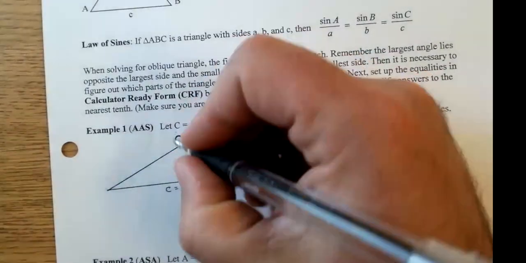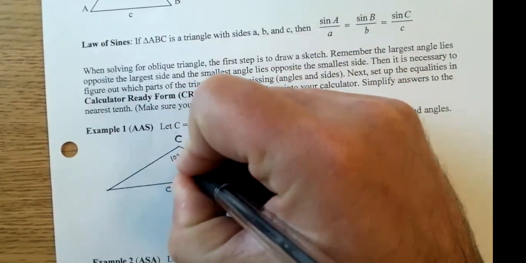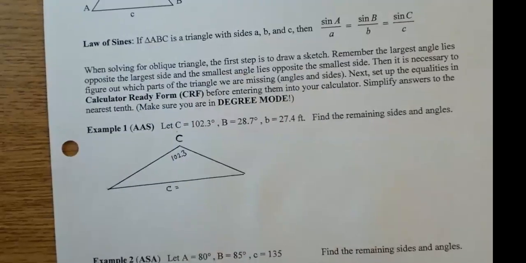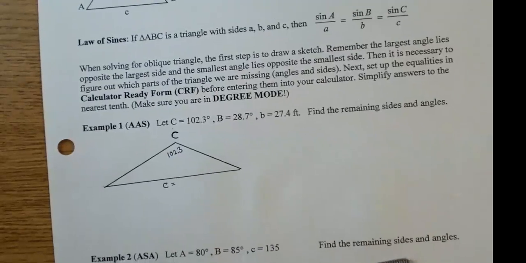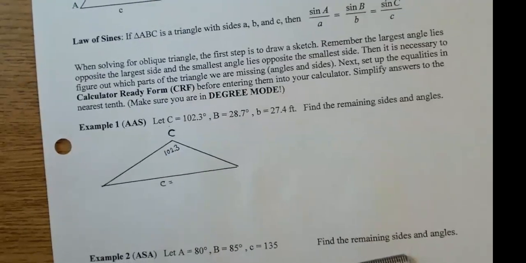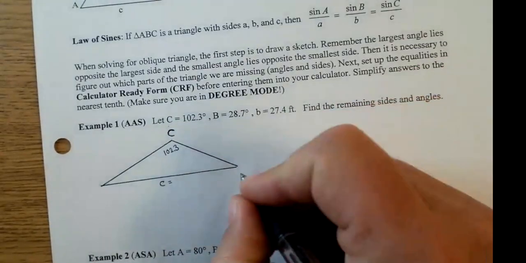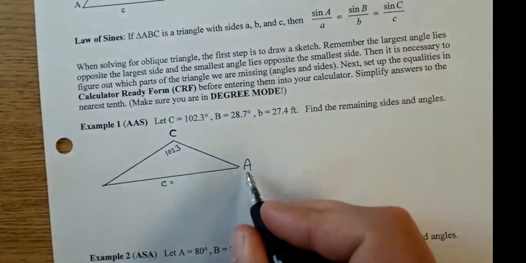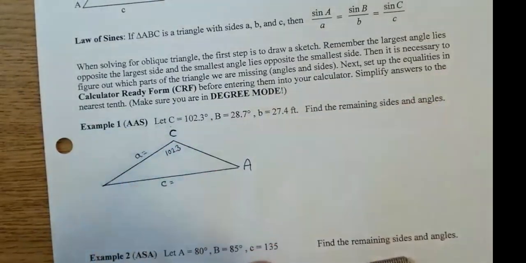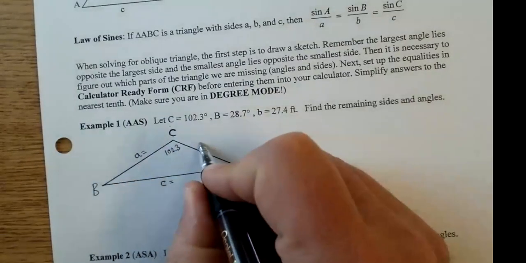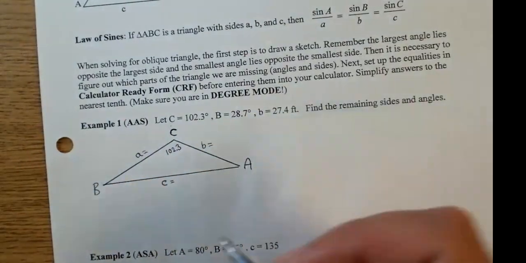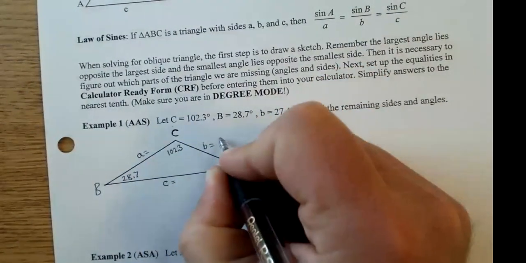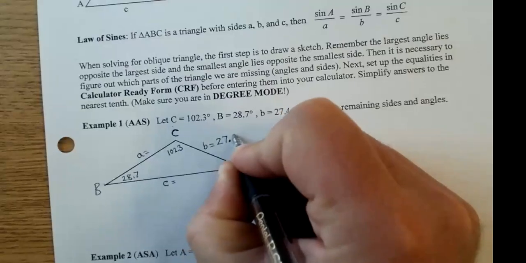So we said that angle C is 102.3, and we don't have side C yet, so that's an unknown. Since this is a rough sketch, it doesn't matter where you put A and where you put B. Both of these angles look relatively similar, so it's not a big deal. So I'll say angle A is over here, and side A is opposite of that. And I'll make angle B over here, and side B opposite of that. We know that angle B is 28.7, and side B is 27.4.